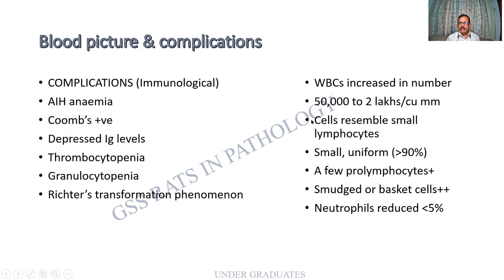WBCs are increased in number. The count varies from 50,000 up to 2 lakhs. The cells will be resembling the mature small lymphocytes, uniform. Occasional prolymphocytes can be seen. A good number of smudged or the basket cells. Neutrophils are reduced, obviously.